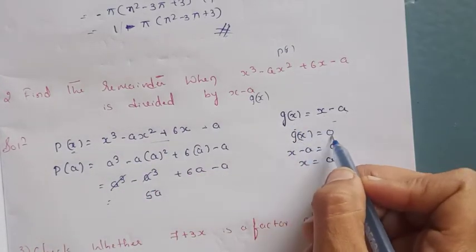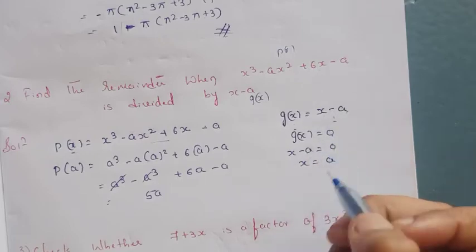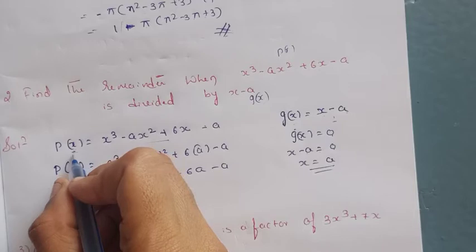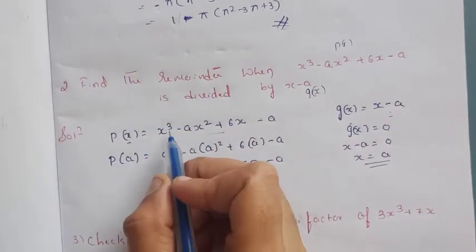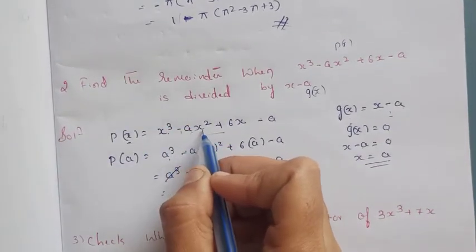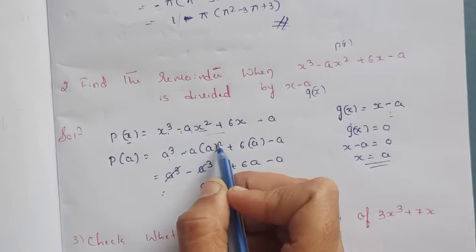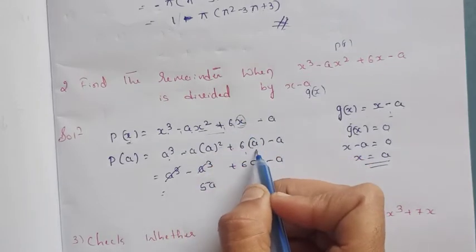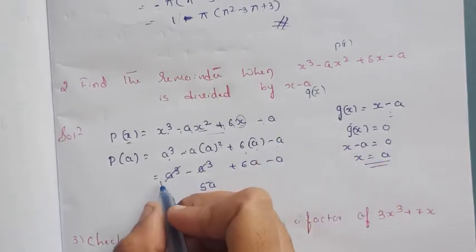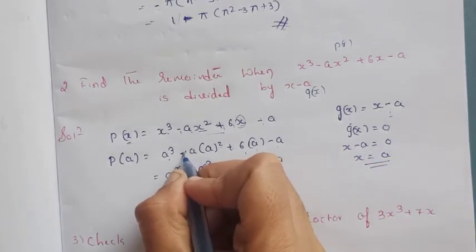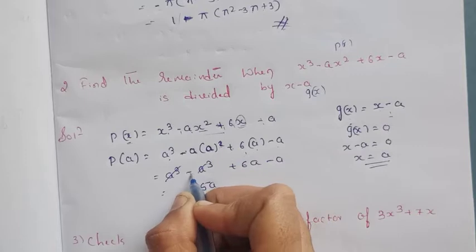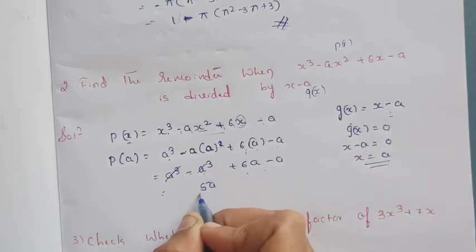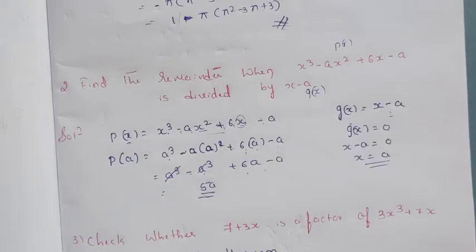G of x is x minus a. G of x equal to 0, x minus a equal to 0. What do we get for x? x equals a. Substitute in the place of x: a cube minus, in the place of x square substitute a square, plus 6 in the place of x substitute a, minus a. Next a cube minus a into a square we get minus a cube plus 6a minus a, and we get what here? The remainder is 5a.